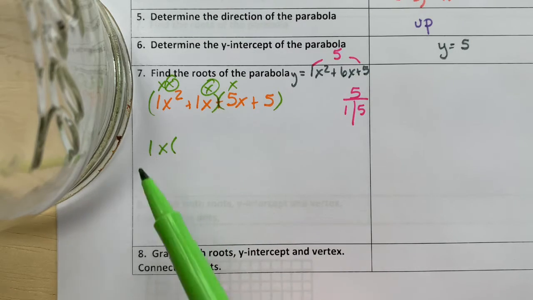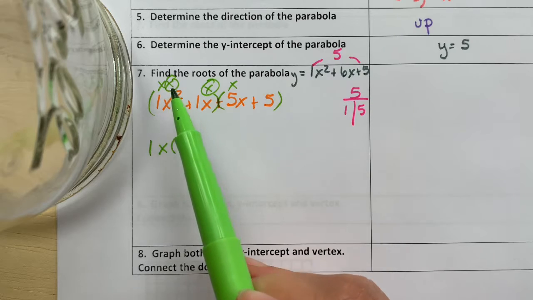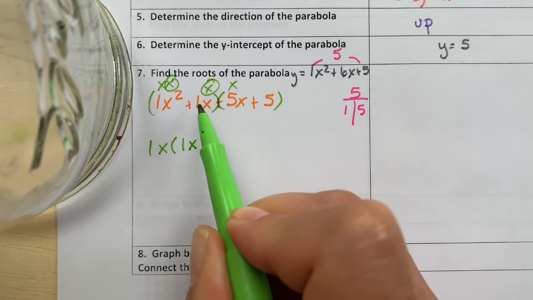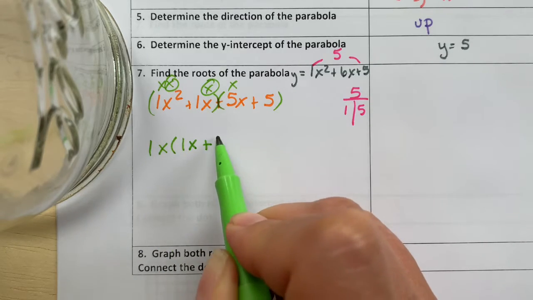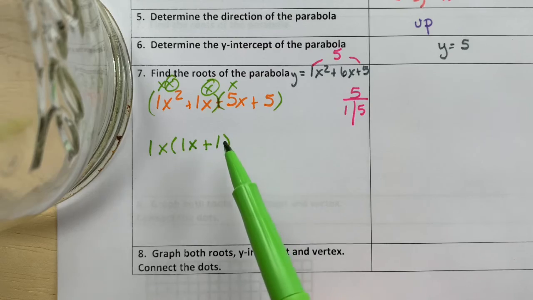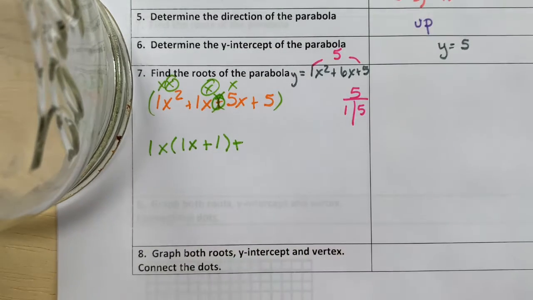1 divided by 1 is 1. I had 2 x's. I took 1 away, so I only have 1 left. Plus 1 divided by 1 is a 1. I had 1x, I took it away, so I have no more x's. Because of this plus, I'm going to put a plus.